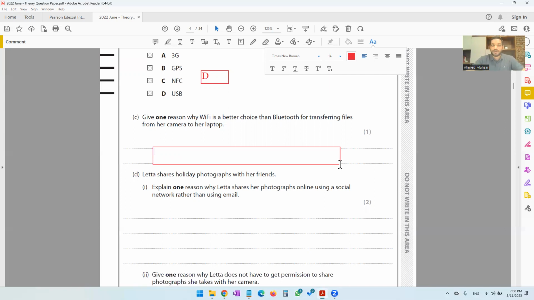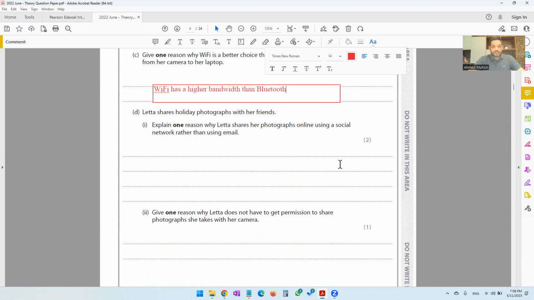Another reason you can talk about is security. Wi-Fi generally has a much higher level of security during transmission of files than Bluetooth has. You can pick any one of those reasons. I'm going to go with the reason of bandwidth. So I'm going to say over here, Wi-Fi has a higher bandwidth than Bluetooth. This is my reason.